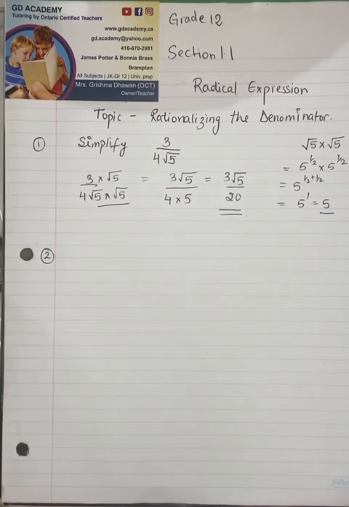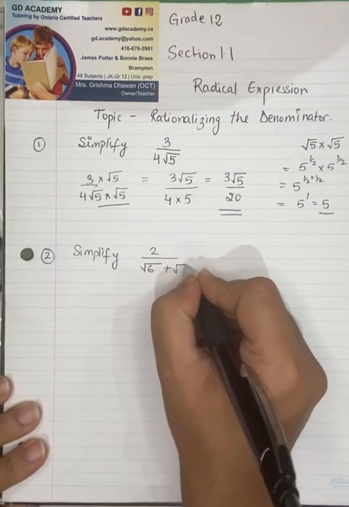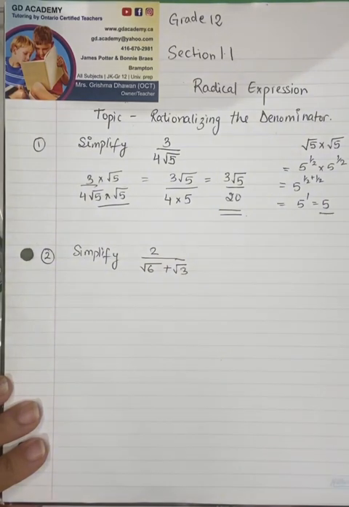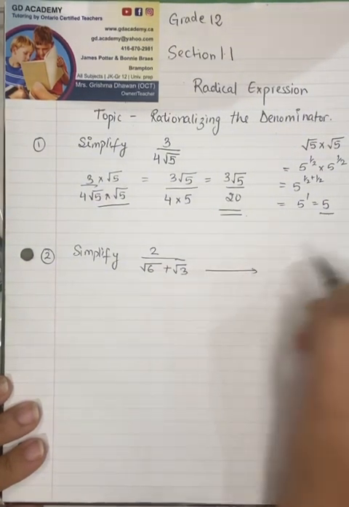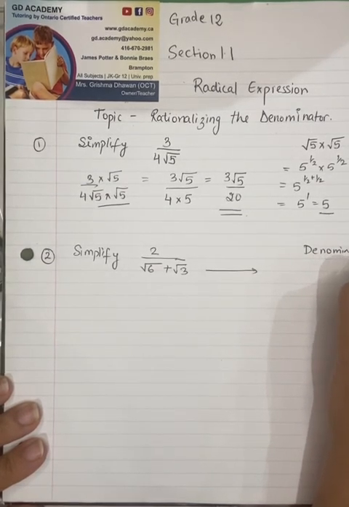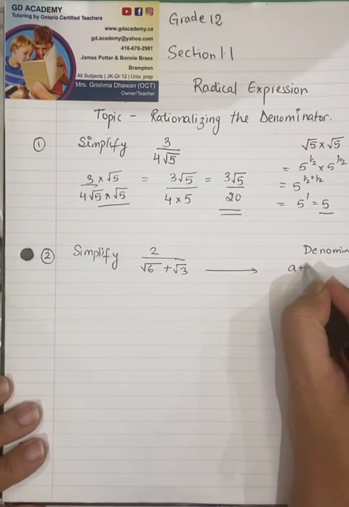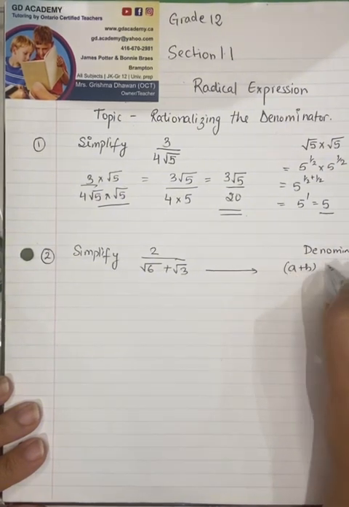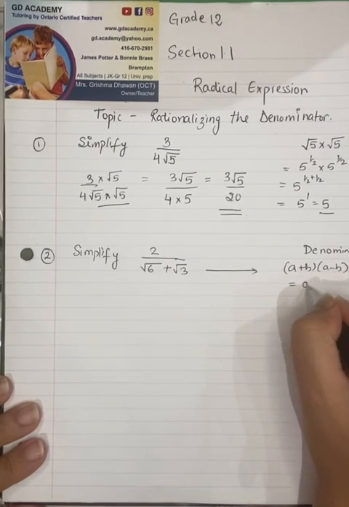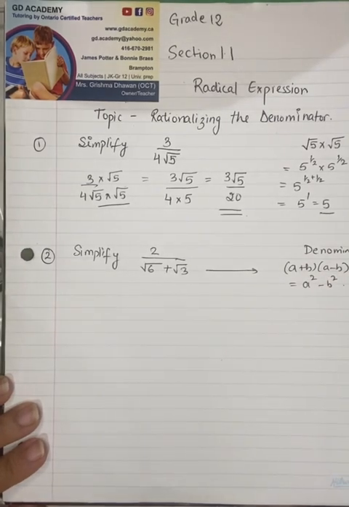This time we're going to take a little difficult question. Let's simplify the question which has 2 roots which are different. 2 divided by root 6 plus root 3. Now you must have heard about the algebraic formulas, which are the major 3 formulas: a square minus b square, a plus b whole square, and a minus b whole square.